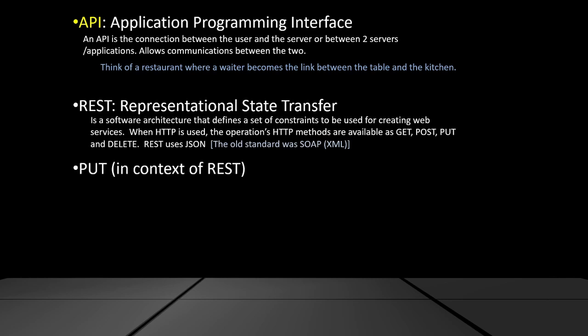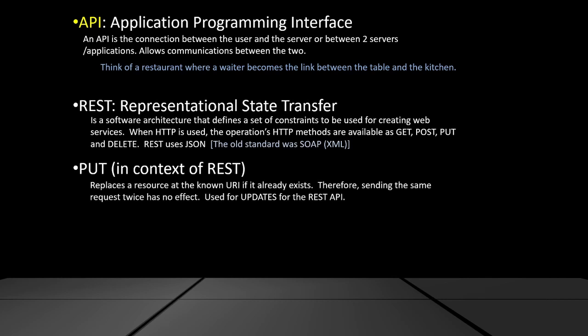Okay, and the other thing is, let's talk really quickly about put in the context of REST. This replaces a resource at the known URI if it already exists. This one will become a little more clear when we get into the actual programming piece. If you're sending the same request twice, it's going to have no effect. So we use REST, as an example, for updates to an API. I know that's a bit of a terrible explanation, but once we start to do it, you'll see it with a little more clarity.